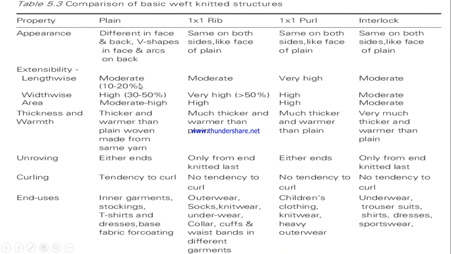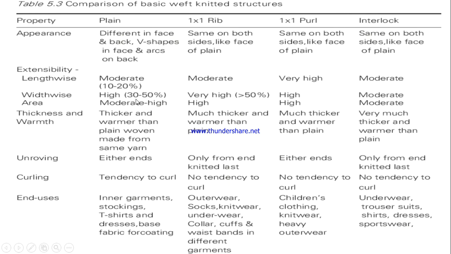Extensibility: lengthwise extensibility is moderate, 10 to 20%, in case of plain fabric, moderate in case of rib, in case of purl the extensibility is very high, but in case of interlock, moderate. So extensibility in lengthwise direction for plain, rib, and interlock jersey are similar, but in case of purl, lengthwise extensibility is very high, due to the alternation of the course, face loop and back loop in coursewise direction or lengthwise direction.